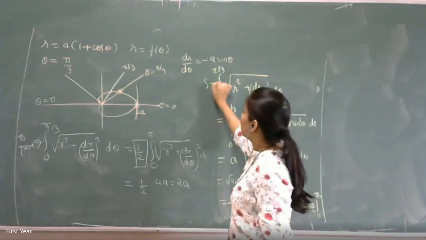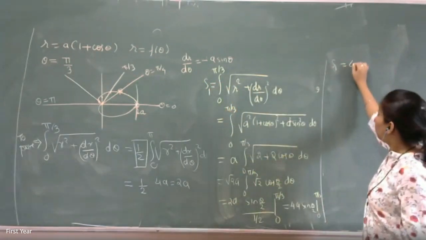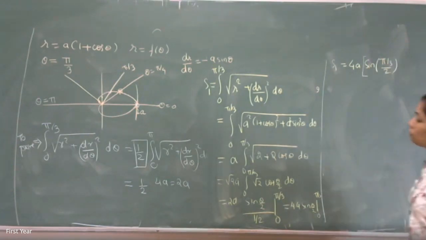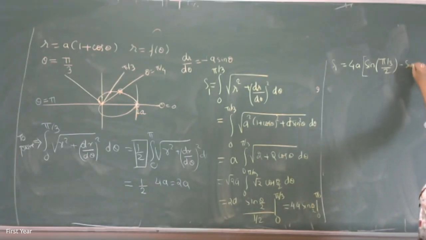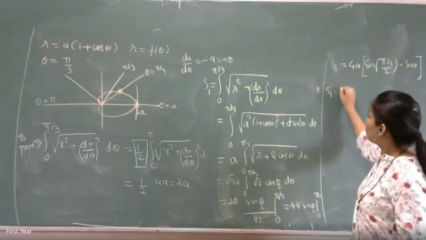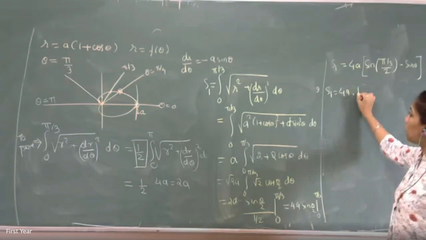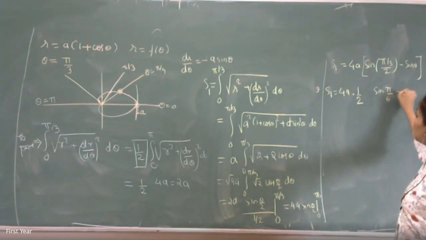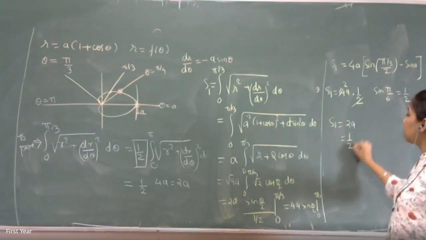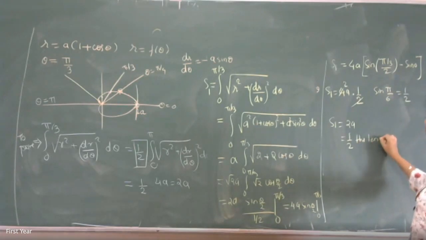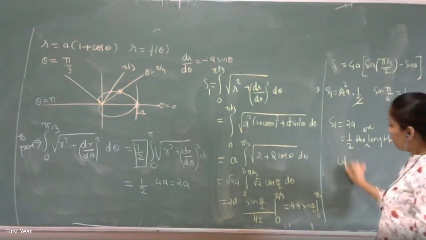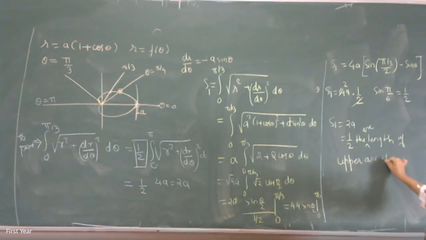I'll call this S1, required S1. S1 is equal to 4a into sine of pi by 3 by 2, because it is theta by 2, minus sine of 0. Sine of 0 is 0 only. So S1 turns out to be 4a into sine of pi by 6. But what is sine of pi by 6? Half. Sine of pi by 6 is half, and therefore the answer is 2a. So S1 is 2a, which is half the length of the upper arc of the quadrant.